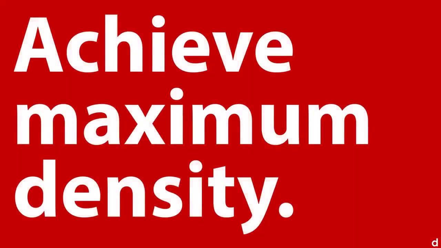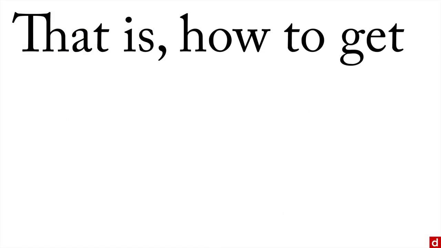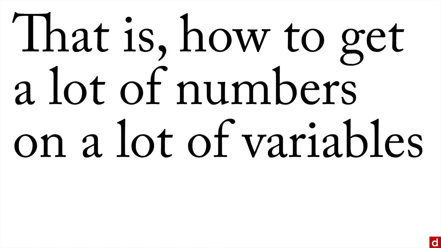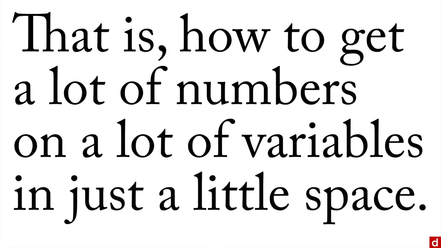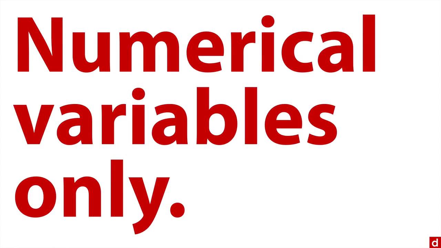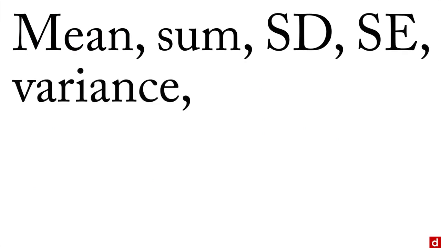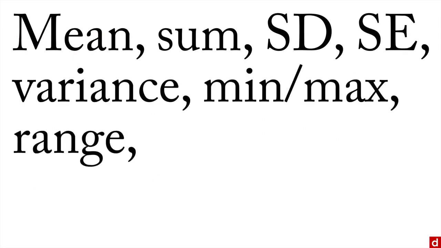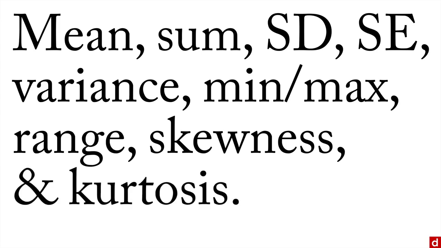The neat thing about descriptives is it allows you to achieve maximum density. That is, how to get a lot of numbers on a lot of variables in just a little space. That's what descriptives is really good for. On the other hand, there is a restriction. It works only with numerical variables, but that's a lot of the data that you might have. And if you have that, it can give you things like the mean, the sum, the standard deviation, the standard error, the variance, the minimum and maximum, the range, the skewness, and kurtosis.